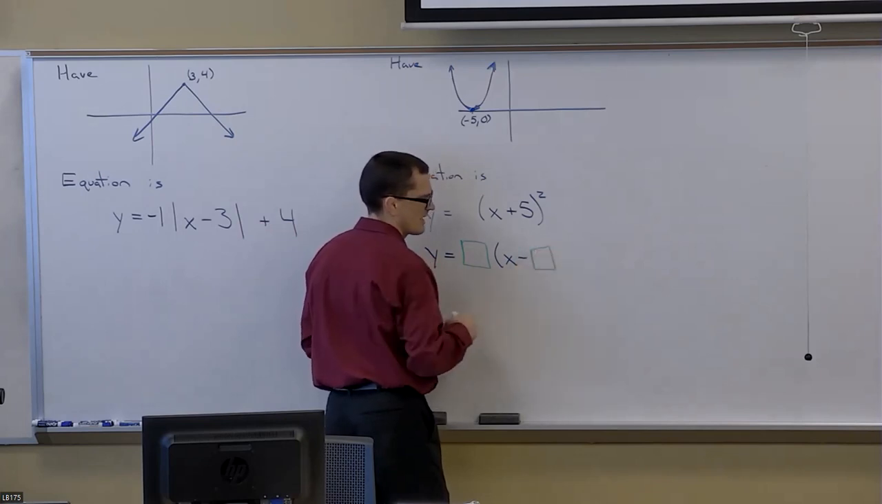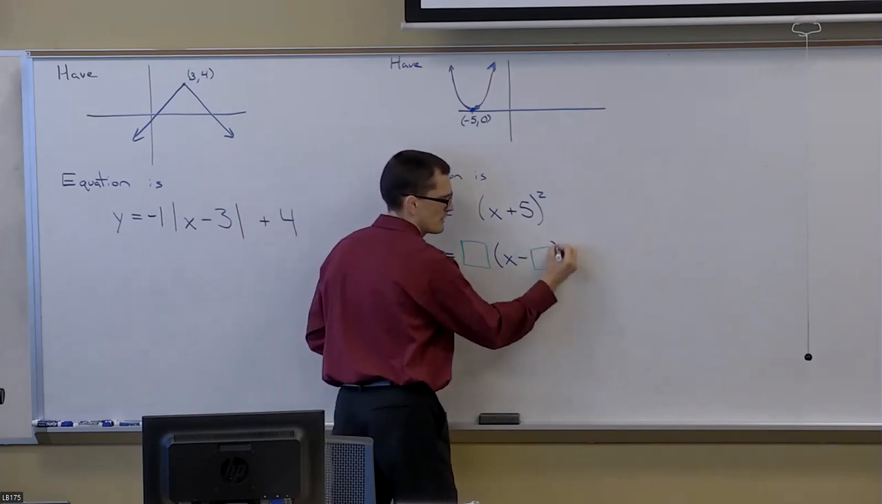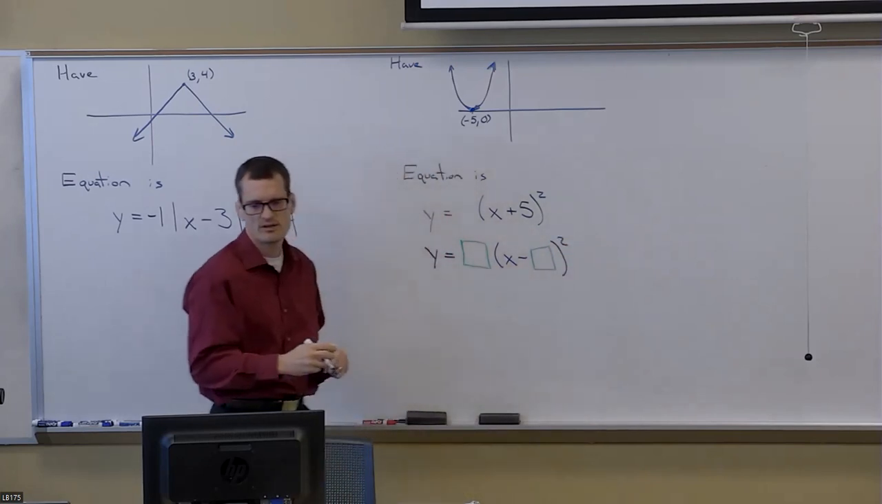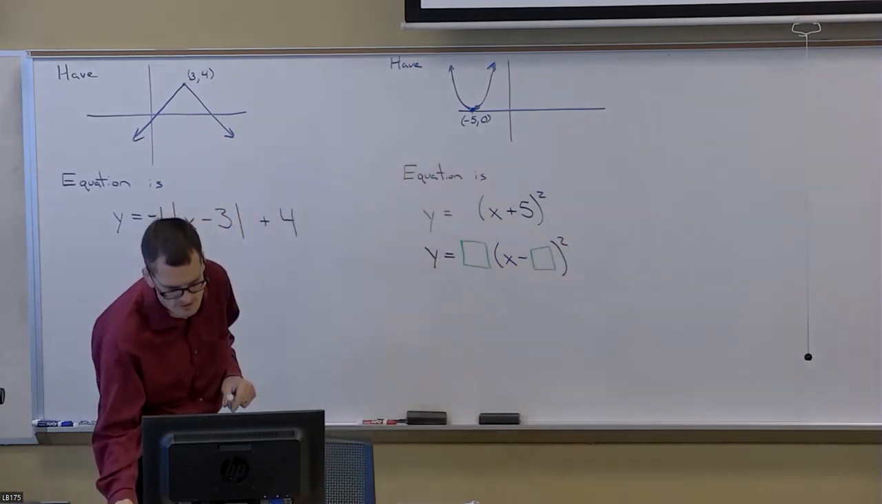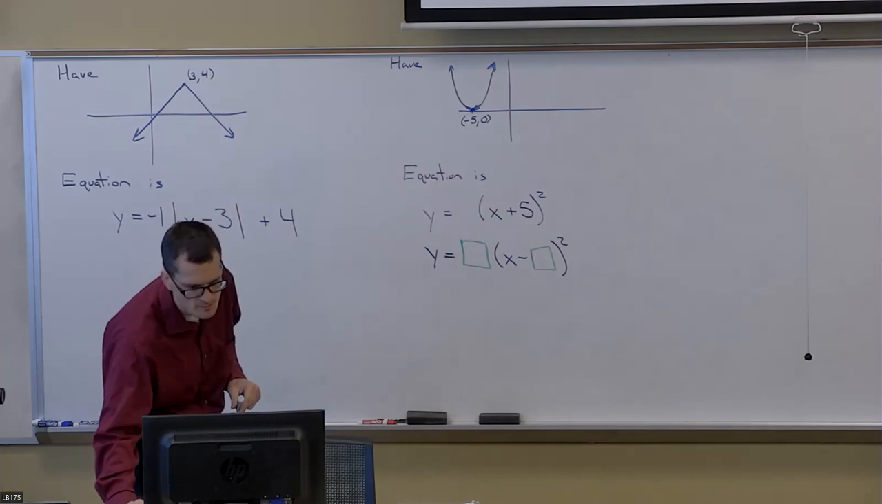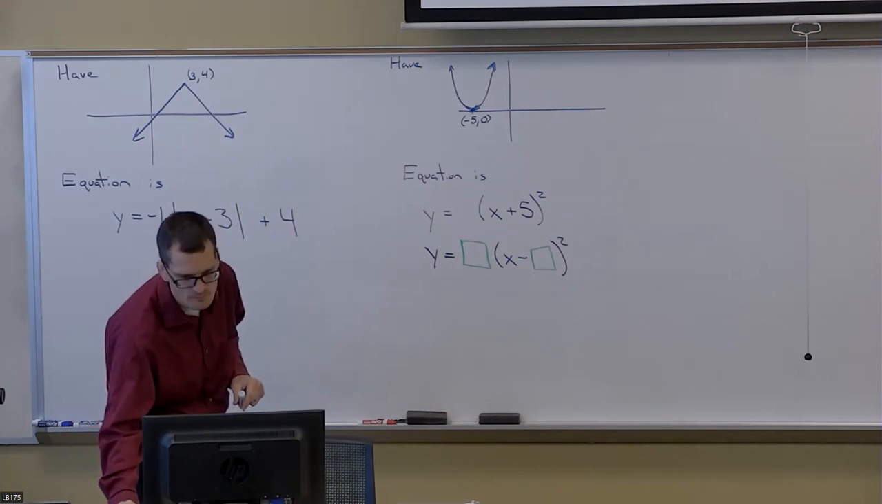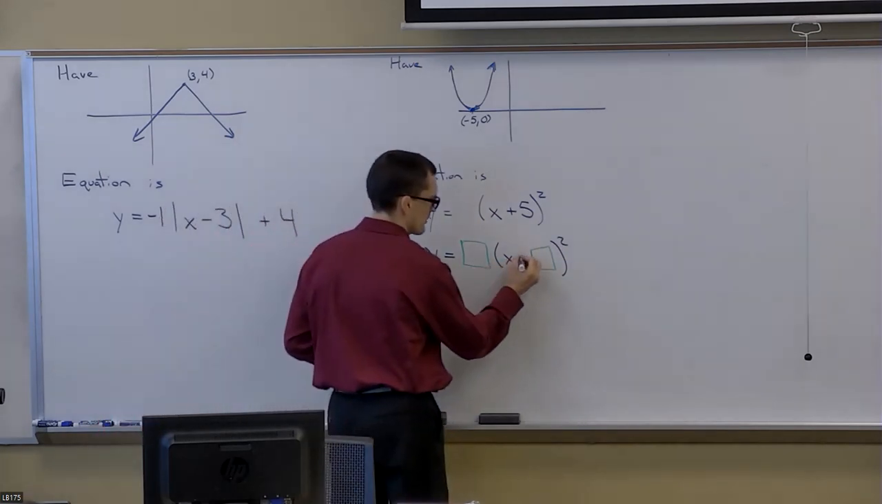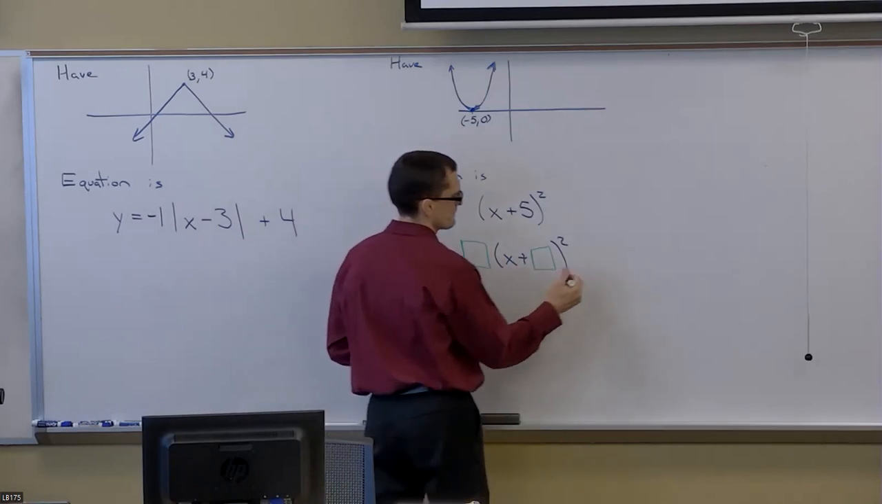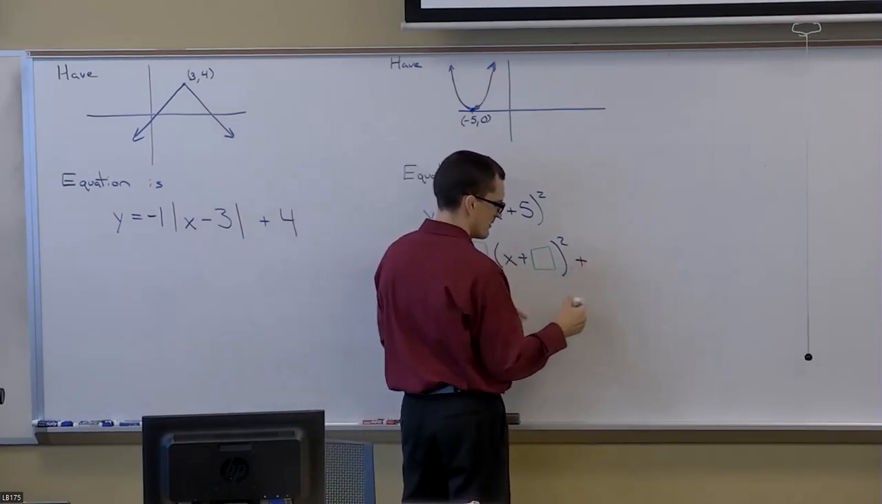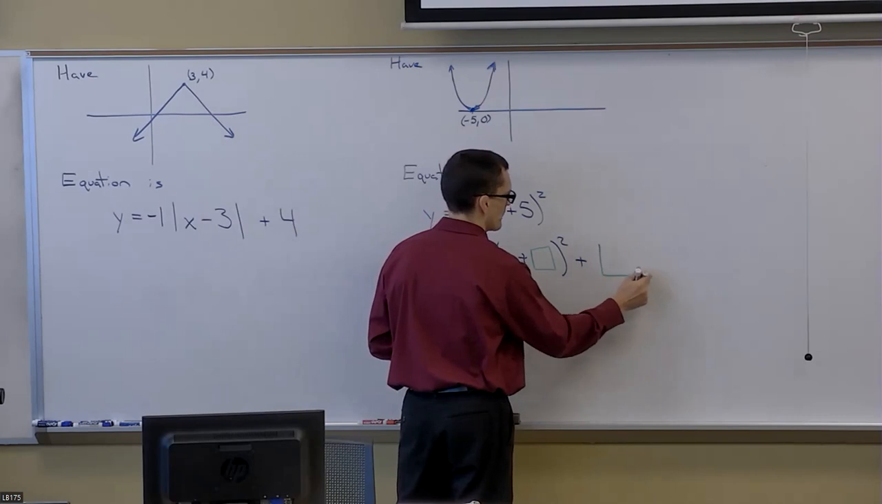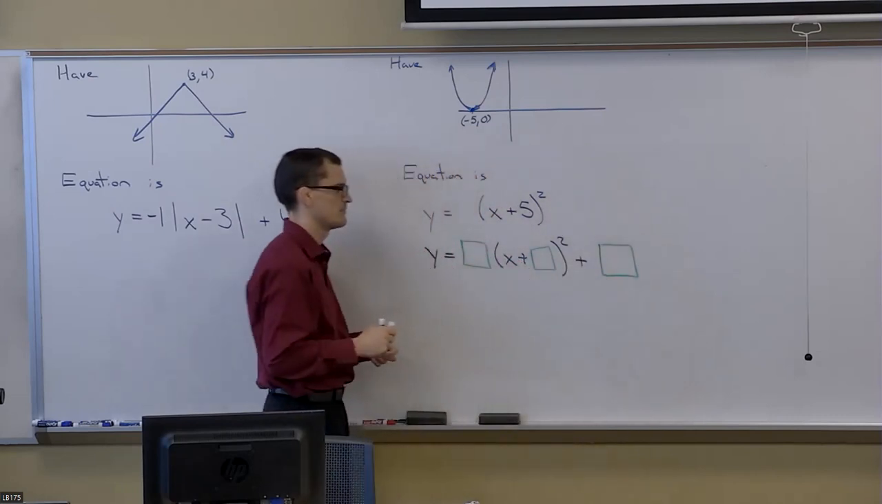I think it's x minus some numerical value squared. Let me actually look that up. Oh no, maybe it's x plus some numerical value squared, and then plus some other number. Okay.